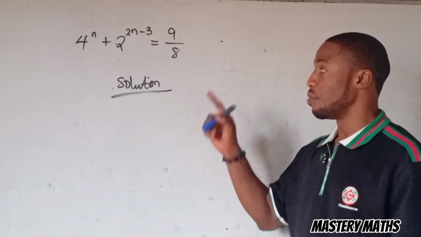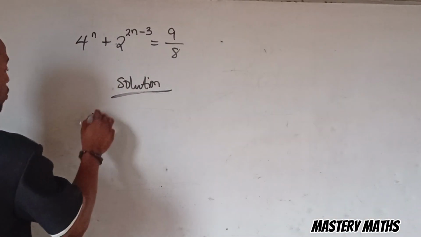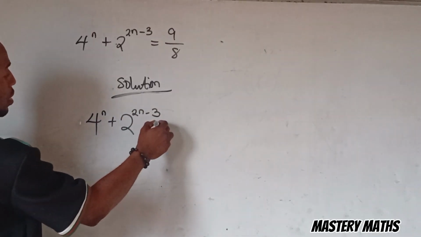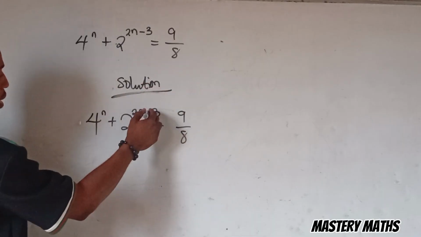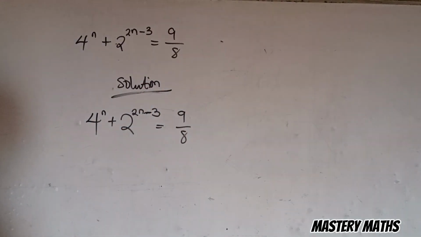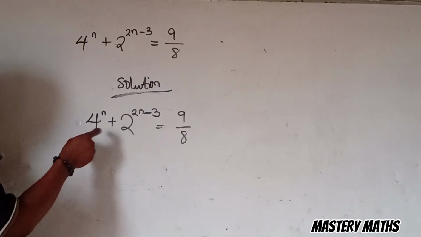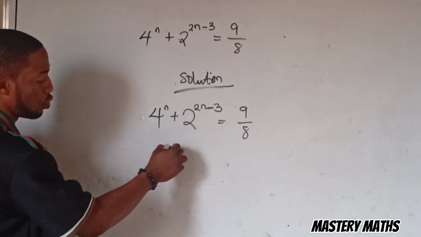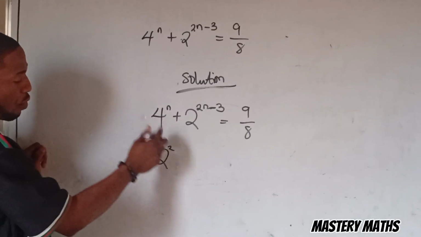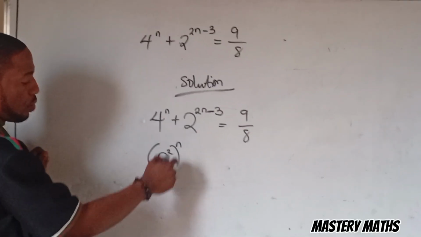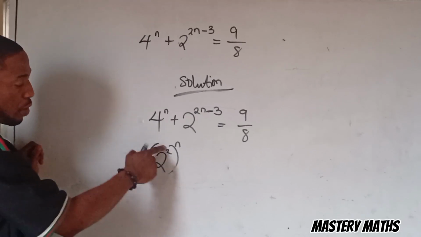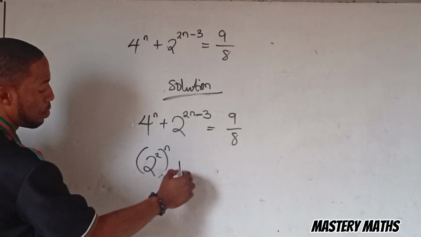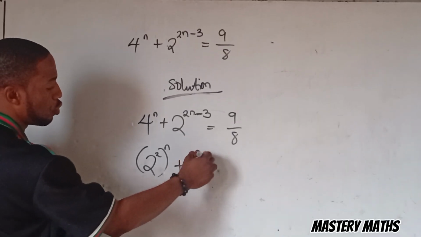Now, before we do that, we will write this question. You have your 4 raised to the power of n plus 2 raised to the power of 2n minus 3 equal to 9 over 8. Now, to do this, first we look for the square root of 4. What is the square root of 4? The square root of 4 is 2 raised to the power of 2. 2 raised to the power of 2 will give us 4. Now, the n will be included. 4 raised to the power of n, the same thing you're seeing here. Then you bring out your plus 2 raised to the power of 2n.